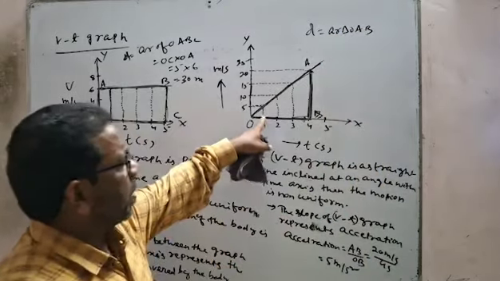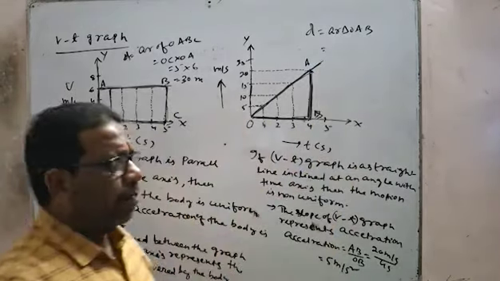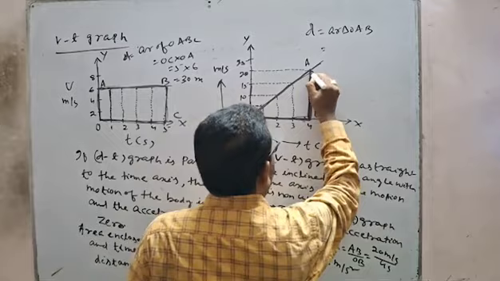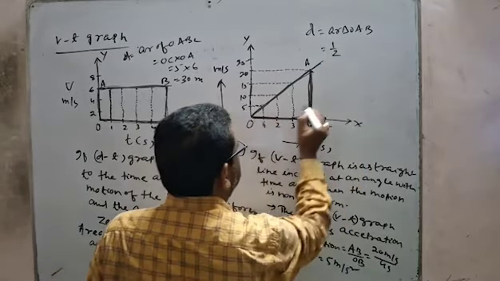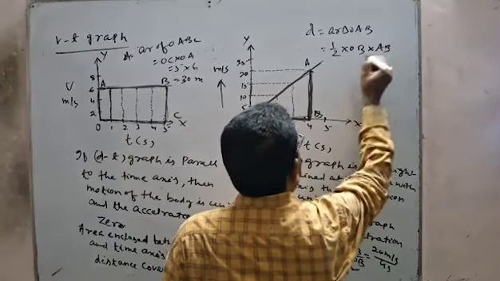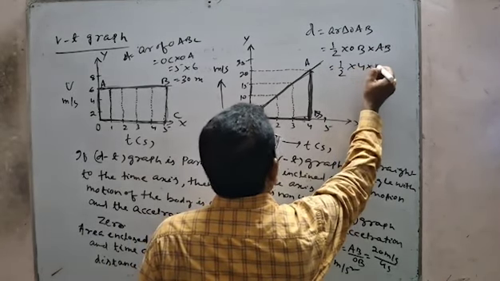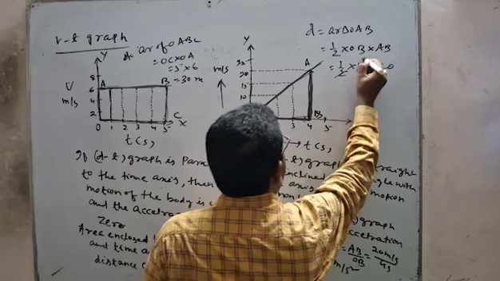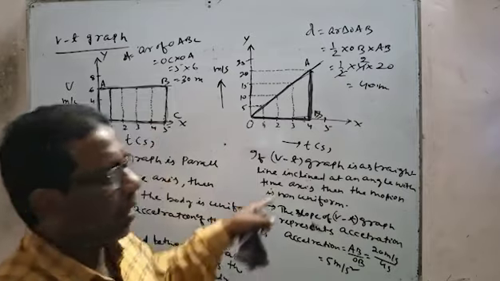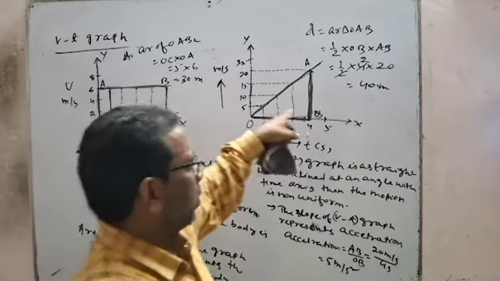In this graph, if we find the area of triangle OAB, it represents the distance covered by the body. What is the area of a triangle formula? Half base into height. This is the base and this is the altitude. Half base is OB and height is AB. Half of OB, which is 4, into AB, which is 20: 2 into 20, 40 meters. In this case, distance covered is 40 meters, and in this case, distance covered is 30 meters.